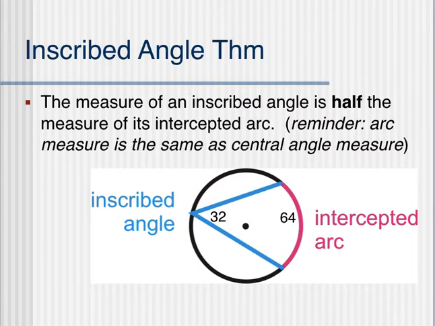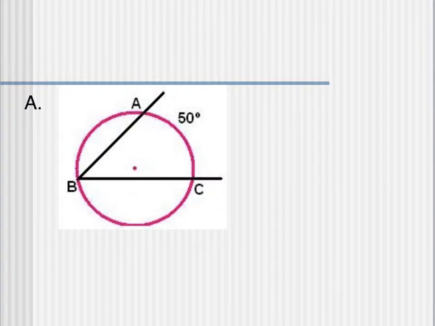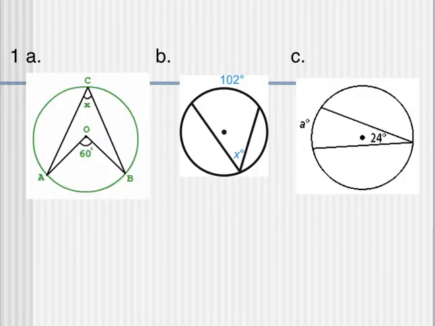So really quick example that's not on your worksheet. If you wanted to know what the inscribed angle ABC was, you would just take the intercepted arc and half it, 25 degrees. Now your turn. I want you to try to figure out question 1, A, B, and C as much as you can. Pause until you're done.